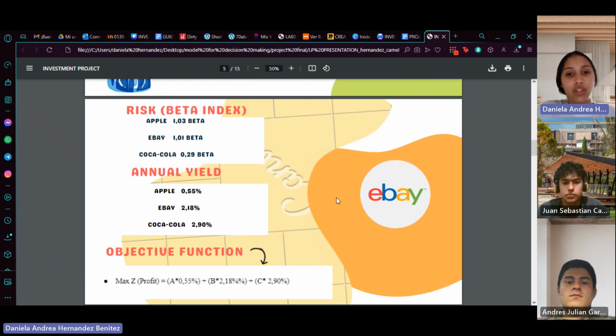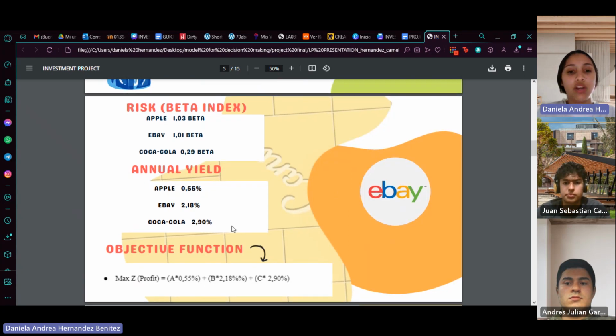Now we have the annual yield, and these values of this indicator are also researched to know if the company has had a good earning in absolute values, and in this way we will know how much its shares have earned in the last year. And finally, we have here the objective function that was created with the profit values or the annual yields of the chosen companies multiplied by the decision variables.